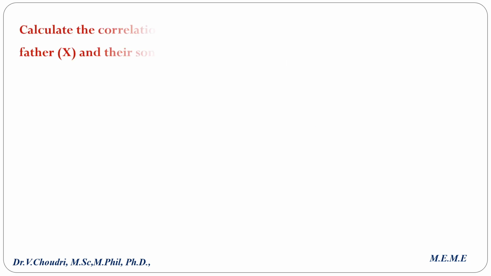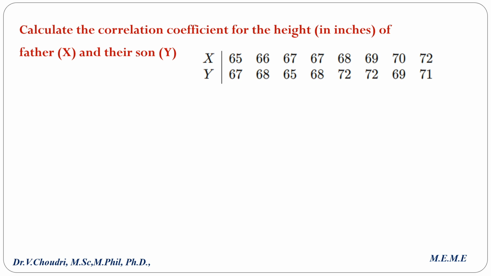Okay. Now let us see an example from the exam point of view. Calculate the correlation coefficient for the height in inches of father and son. So X is the height of the father in inches.